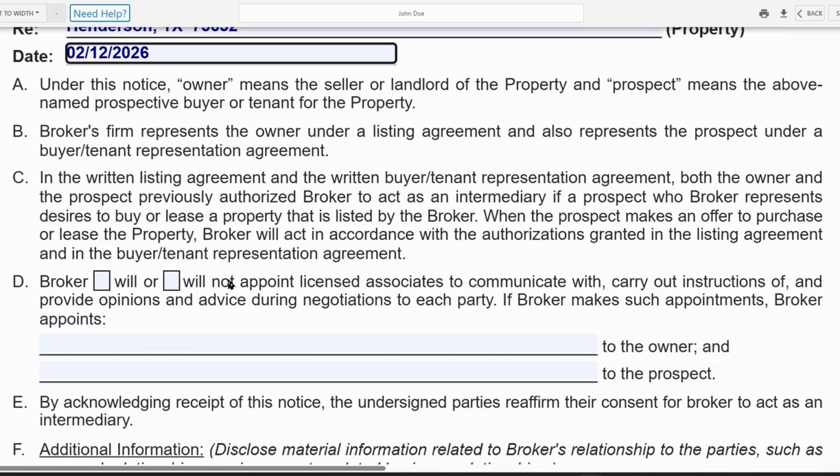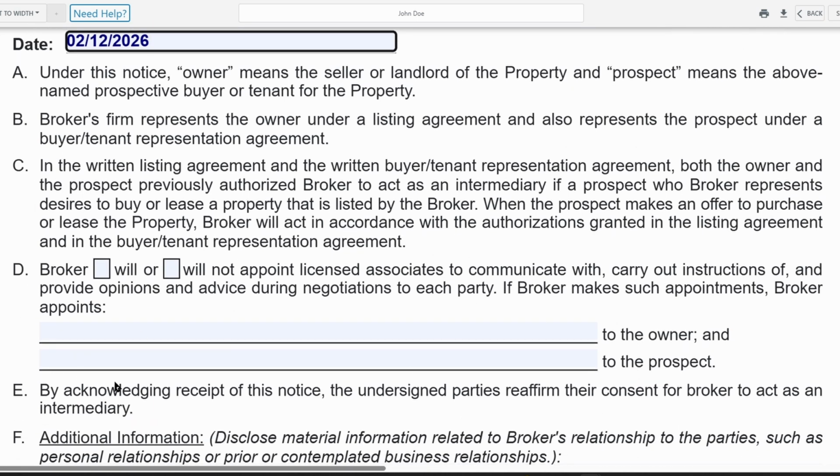At that point, you have one unrepresented side of the transaction. But then you get down to D, and this is where the conversation really spins up when it comes to intermediary. Right? You have two options: the broker will or will not appoint licensed associates to communicate with, carry out instructions of, and provide opinion and advice during negotiations to each party. If they make such appointments, the broker appoints, and then you have two blanks. So the broker can function as an intermediary without appointments.